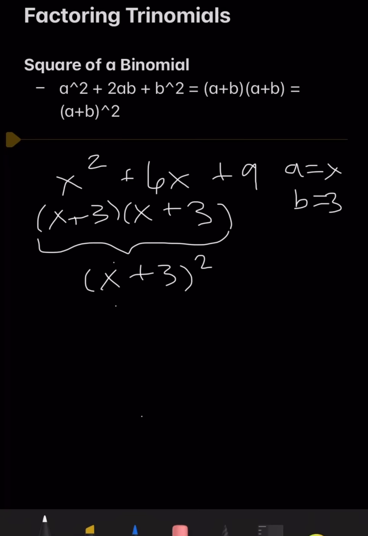Factoring trinomials. So first we're going to go over the square of a binomial. This is the formula for it. In the example, we have x squared plus 6x plus 9. Now we need to square root this part and this part to get our a and b values, and we plug that into the formula, and you get x plus 3 times x plus 3, which is also known as x plus 3 squared.